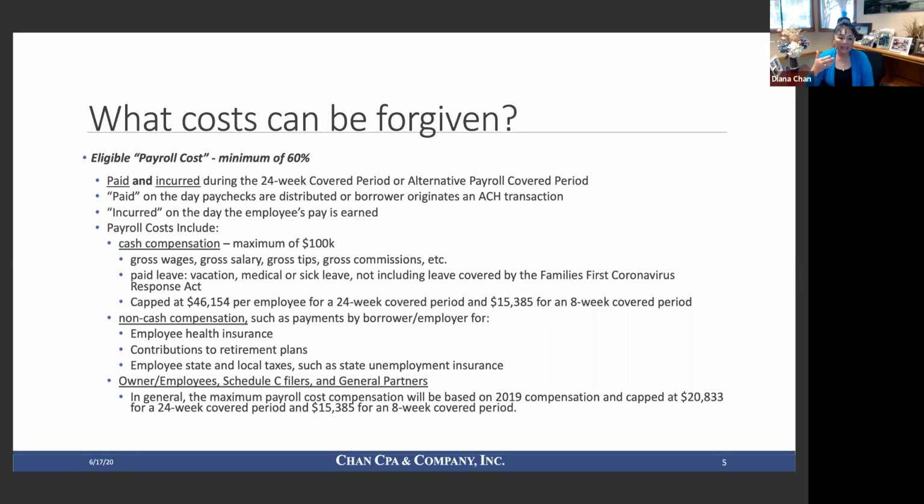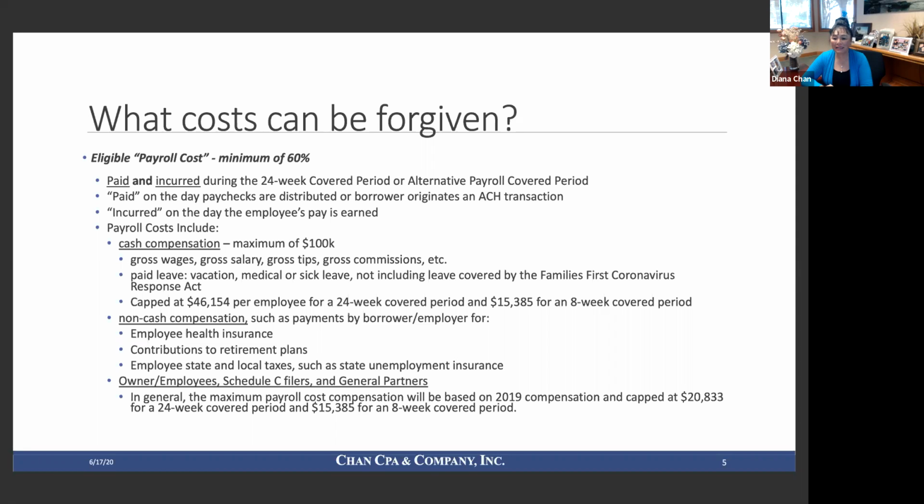Paid means the day the paychecks were distributed and the borrower originates the ACH transaction. Incurred means that it's the day the employee's pay is earned. Now that's really critical because I know a lot of you have asked, well, there's back pay. You can't really do anything with the back pay. You can certainly provide combat pay, hazard pay, bonus pay based upon actual specifics of your company, but you can't use it for back pay, and I think that's very critical.